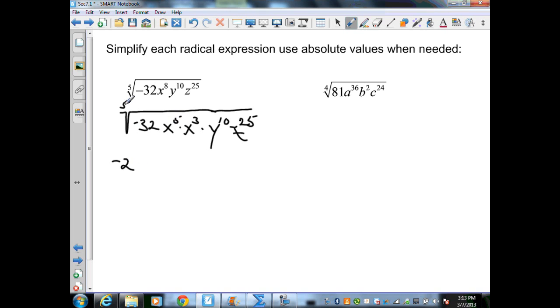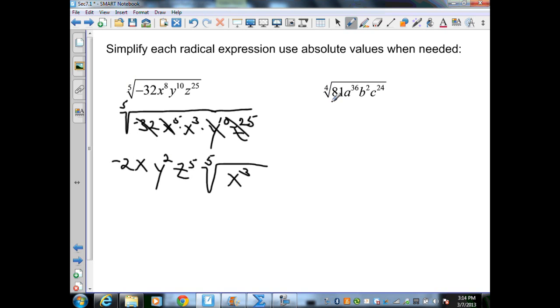X to the 5th, 5 divided by 5 gives me x to the 1st. X cubed will stay in. Y to the 10th, 10 divided by 5 is y squared. Z to the 25th, 25 divided by 5 is z to the 5th. That gives me the 5th root of what stays in the radical, which is x cubed. Here I don't need to have any absolute value symbols because my index is odd.